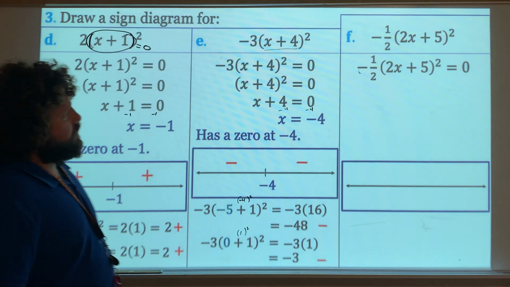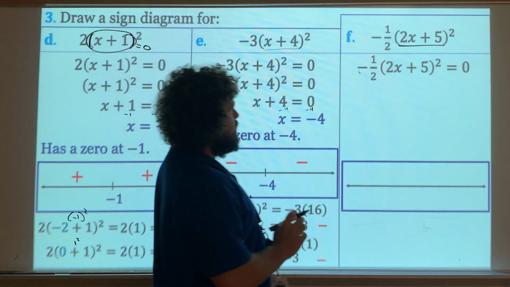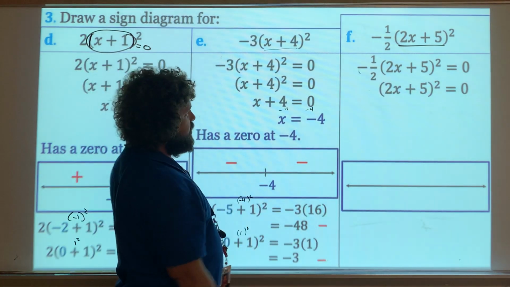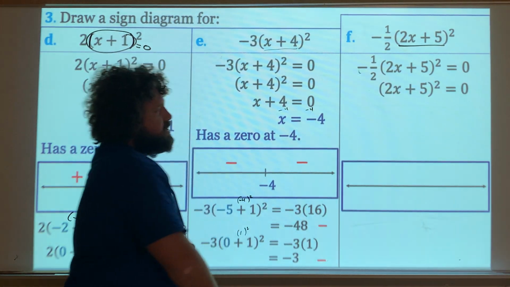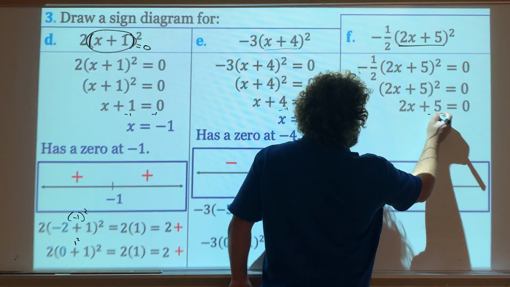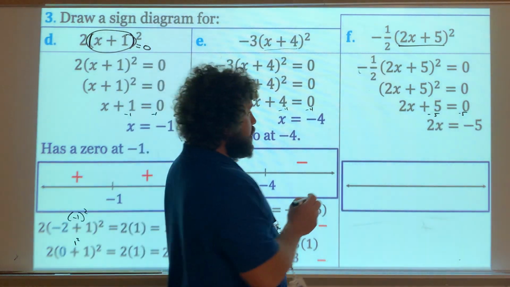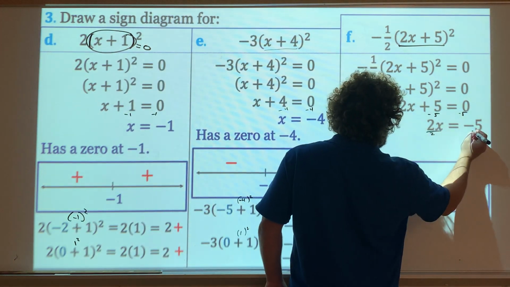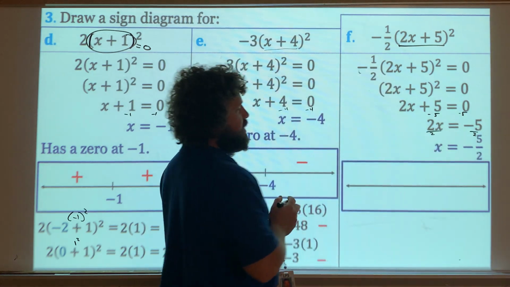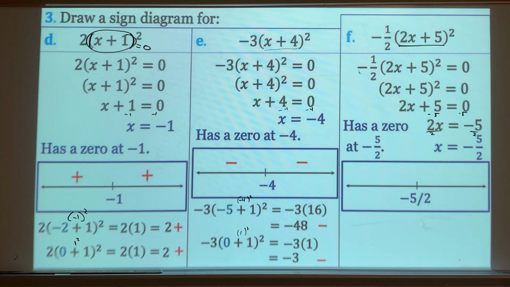Problem F. Once again, you just care about the inside. So multiply both sides by negative 2. Square root both sides, and you end up with 2x plus 5 equals 0. You're going to subtract 5 from both sides. 2x equals negative 5. You're going to divide both sides by 2. X equals negative 5 over 2. You have a 0 at negative 5 halves.